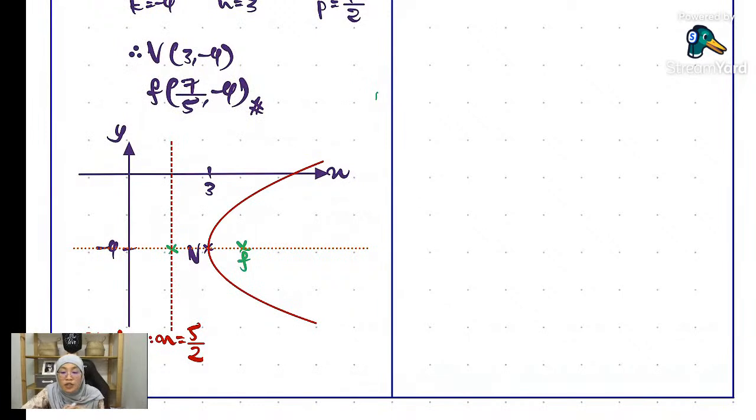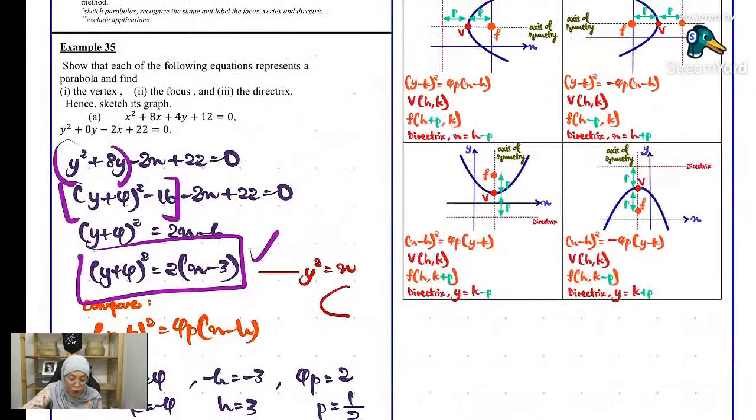So I may stop here. It's already 3 o'clock. So I hope you understand this parabola and I hope you feel that it is much more easier than ellipse. Do you agree with that? Kalau agree, say agree. Strongly agree. I do not know. Okay.